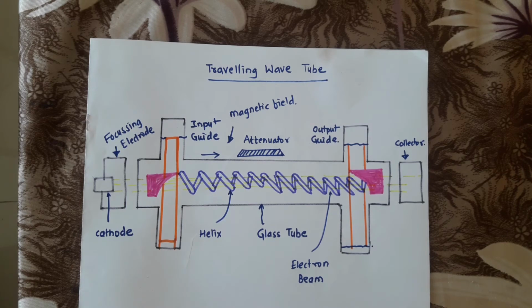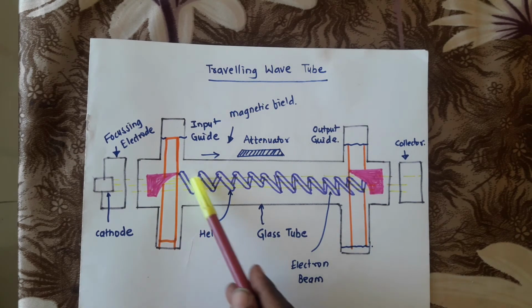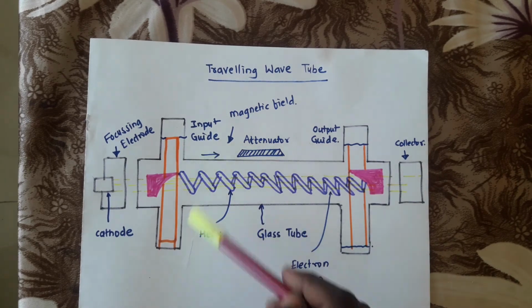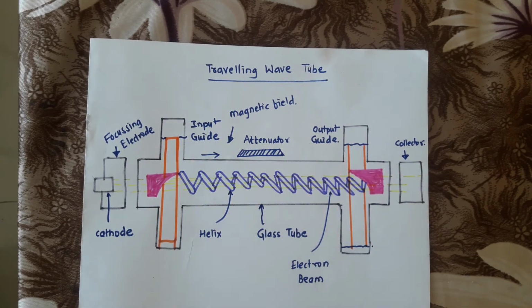Now, as shown in the figure, the beam must be narrow and correctly focused so that it will pass through the center of the helix without touching the helix itself. So whatever beam is passing through the center of this helix does so only because of the magnetic field, because the magnetic field avoids the spreading of the electron beam.